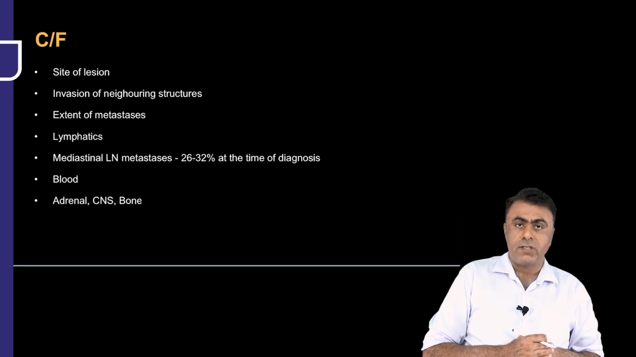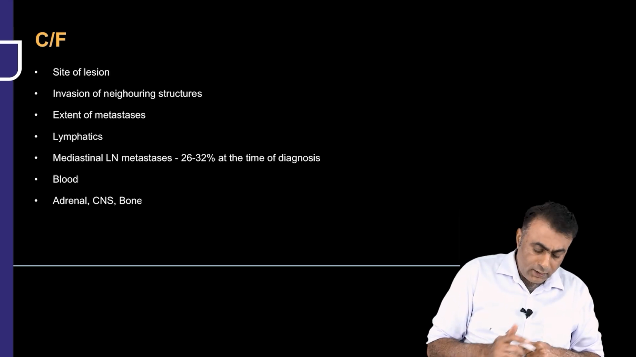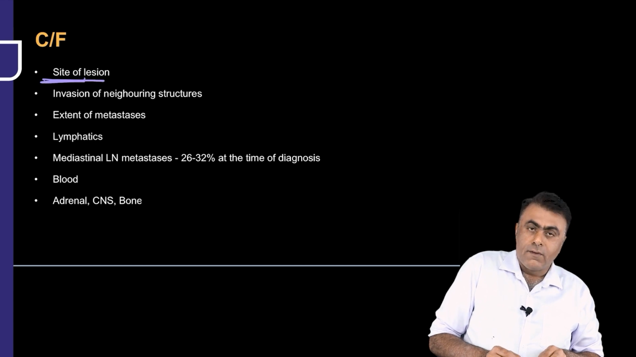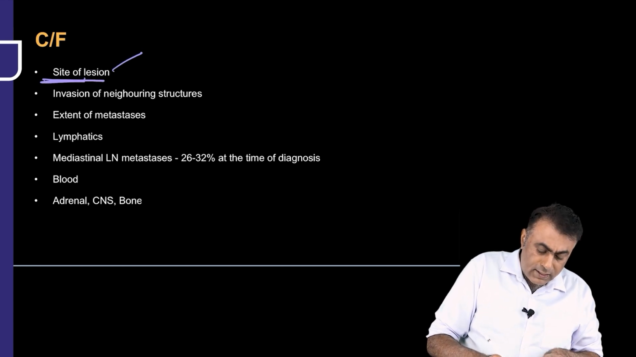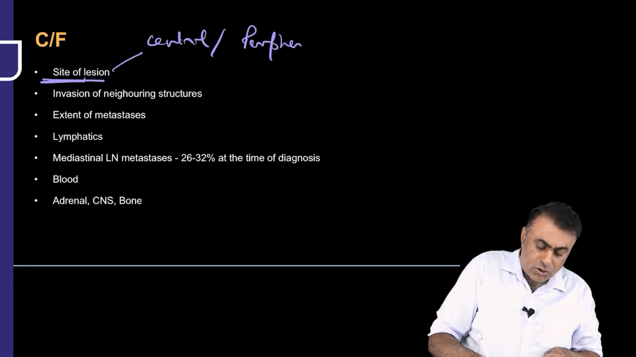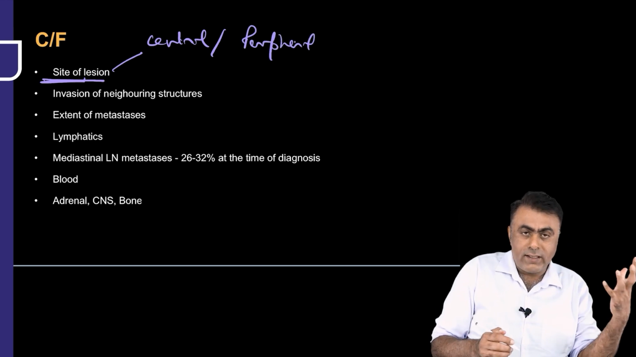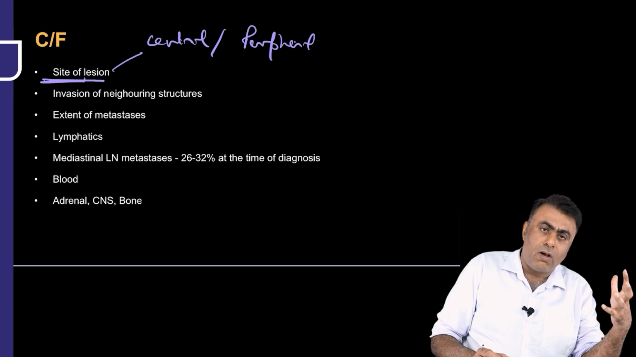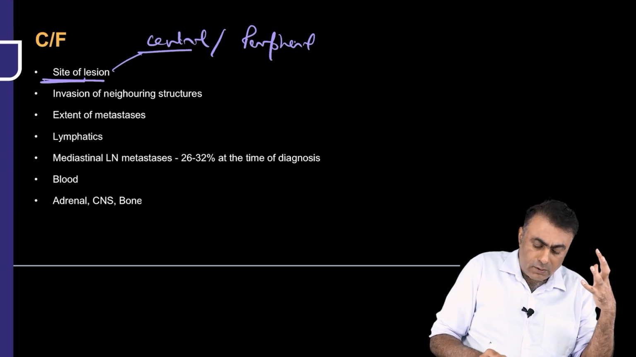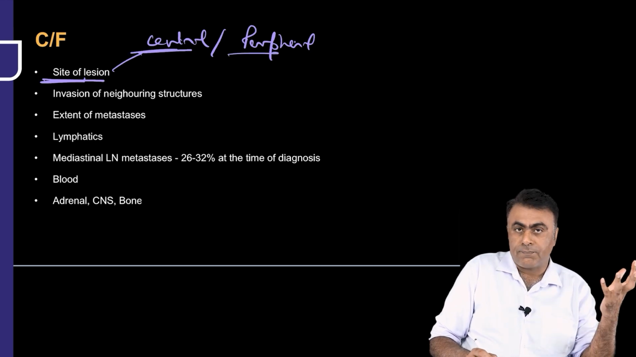The clinical presentation can depend on three factors. One is the site of lesion. Site of lesion means whether the lesion is central or peripheral. We've been talking about how this tumor is central and this one is peripheral. Why is that so important? Because the presentation can vary depending on whether the tumor is central or peripheral in location.